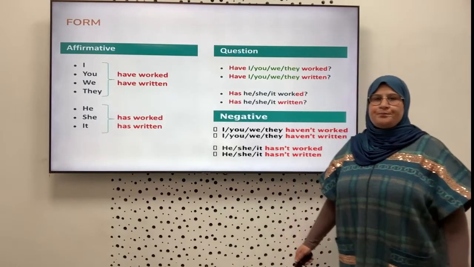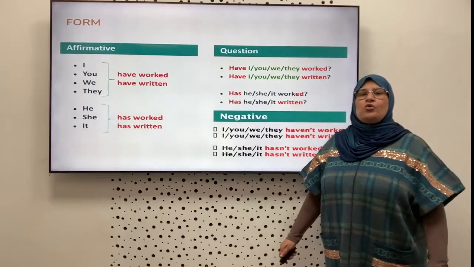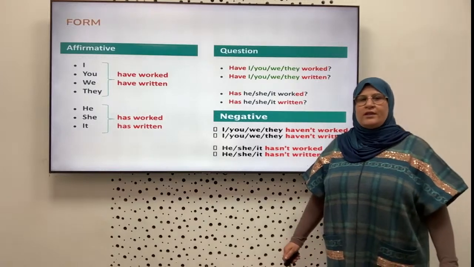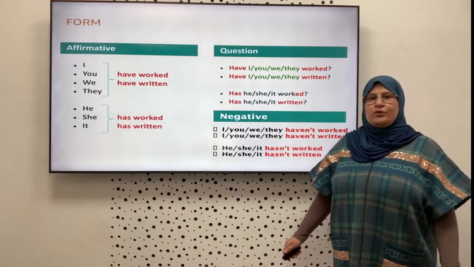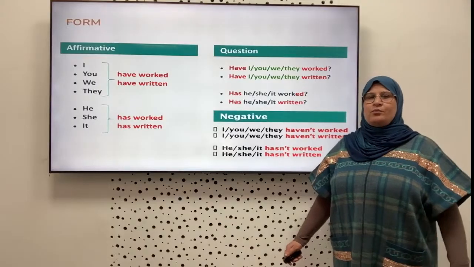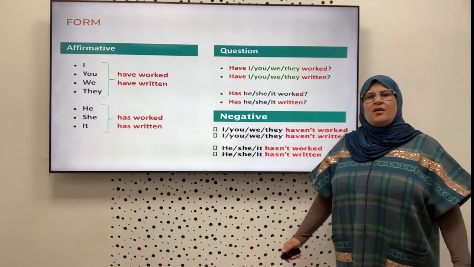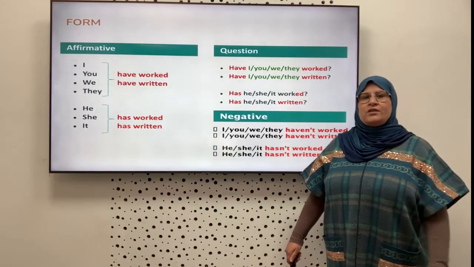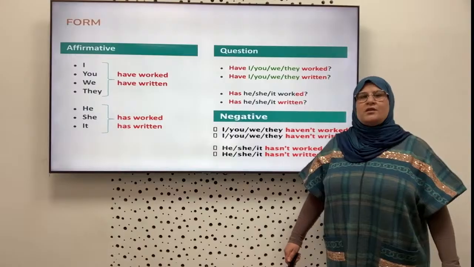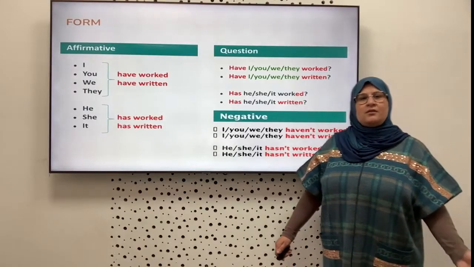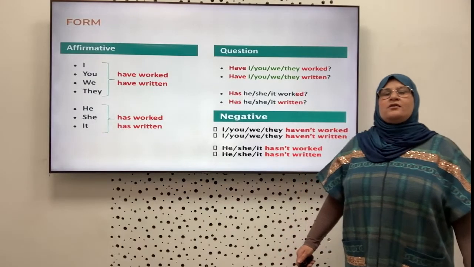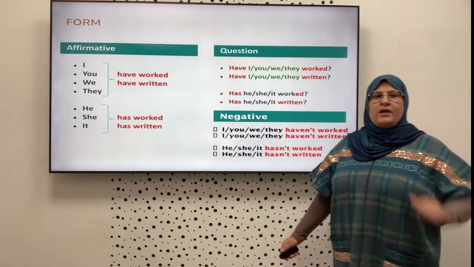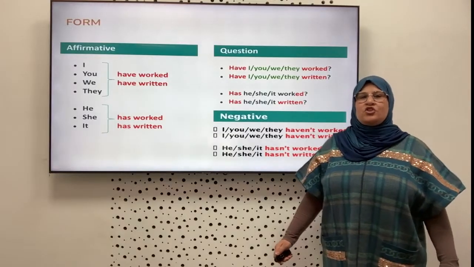To form questions, or to make the interrogative form, you usually start with the auxiliary have or has plus the subject pronoun plus the past participle of the verb. For example, have I worked? Have you worked? Have we worked? Have they worked? Has she worked? Has he worked? And also with irregular verbs like the verb to write. So has he written? Has she written?